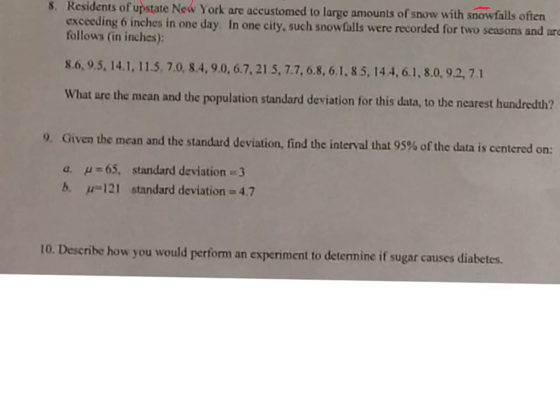Number 9 says, given the mean and the standard deviation, find the interval that the 95th percentile is centered on. So remember, 95th percentile, that's your margin of error. Your margin of error is 2 standard deviations. So if my mean is right here in the middle, that's 65. I want 2 standard deviations to the right, and I want 2 standard deviations to the left.